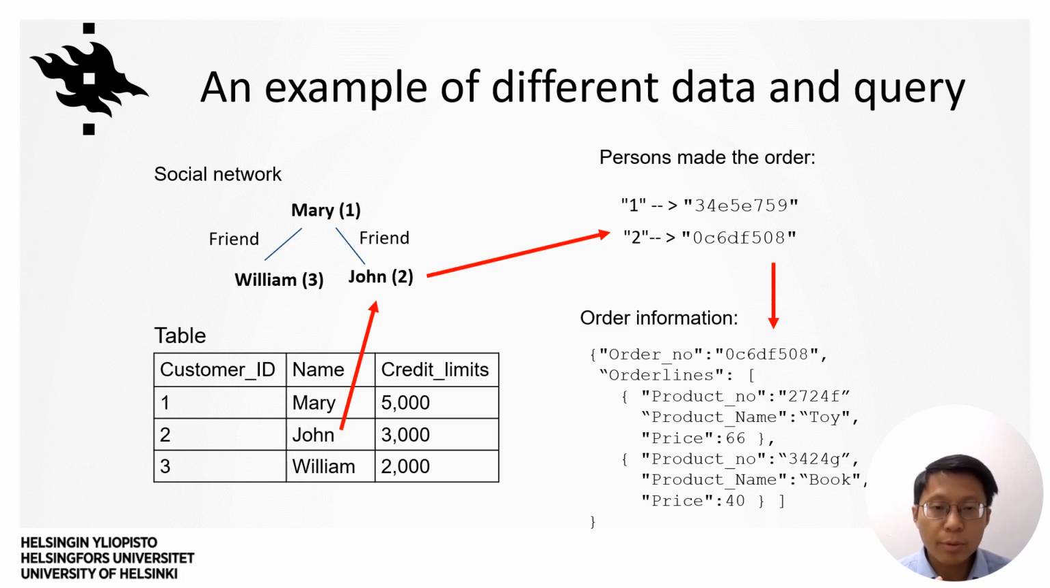For example, from the relation table of John, we can find his credit limit. And from the social network, we can know that Mary is a friend of John, and John made some orders, about a book and a toy. In order to make a 360-degree view of a customer, we need to integrate and join those four different types of data together.